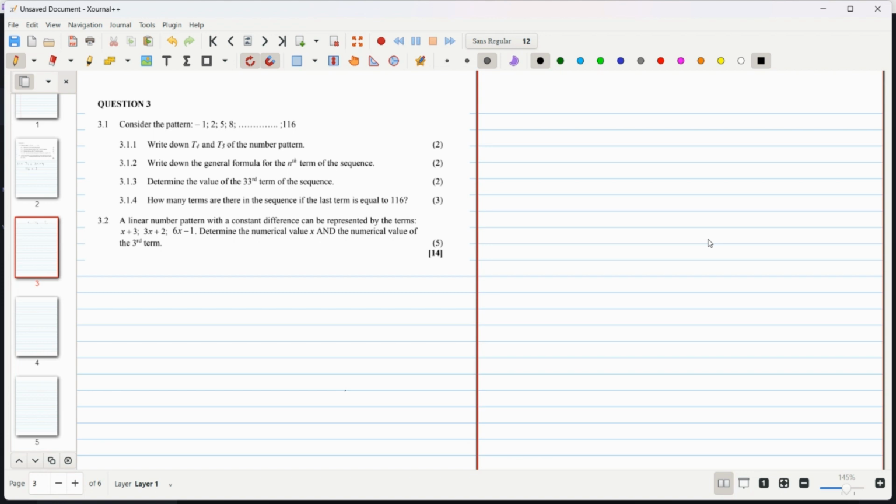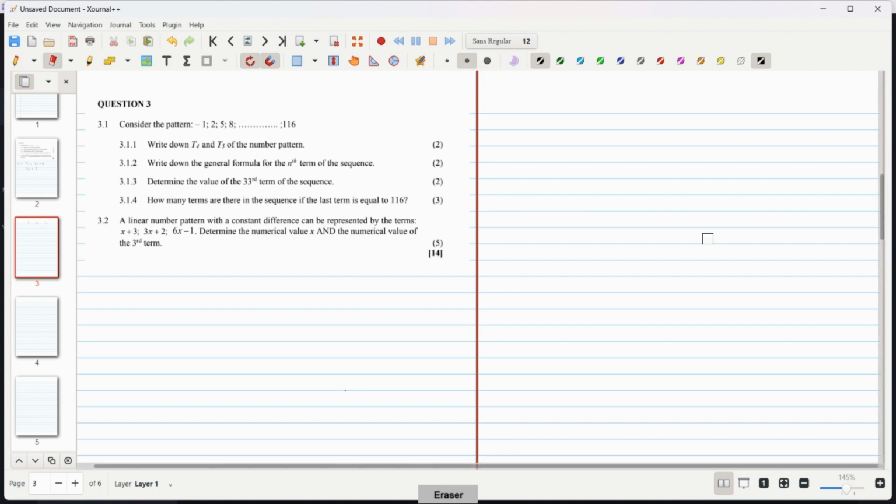In this session, we'll be looking at number patterns. For this question, we'll be looking at the arithmetic number pattern, or the linear number patterns. So we are given the first question here, which is 3.1. We have to consider the pattern that we are given here.